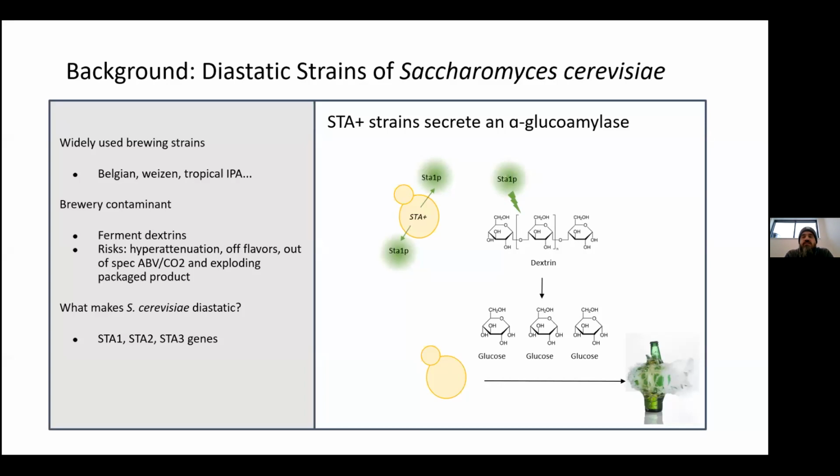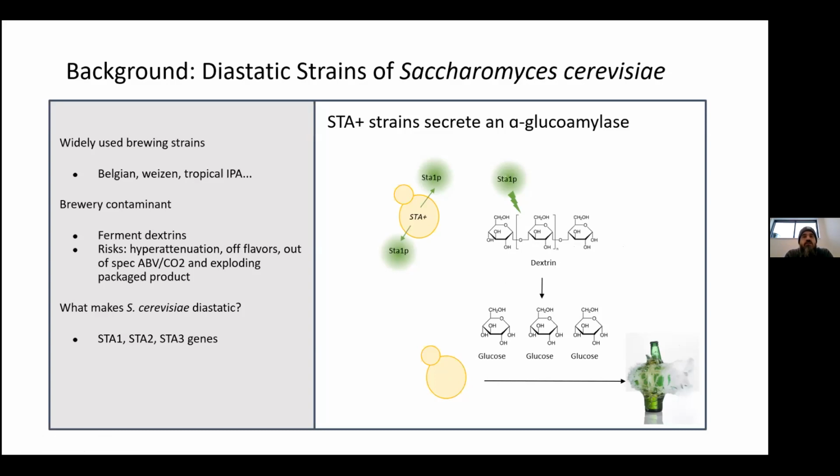What this amylase does is it breaks down dextrins and starches. It cuts off glucose units from a longer chain dextrin or starch, and when it does so, it makes that glucose unit available for the yeast to bring into the cell and ferment. And when that happens, and you don't want it to happen, you can get exploding bottles. Again, these are widely used brewing strains, strains we purposefully use. Certain Belgian yeast, Saison yeast, some Weizen yeasts are diastatic.